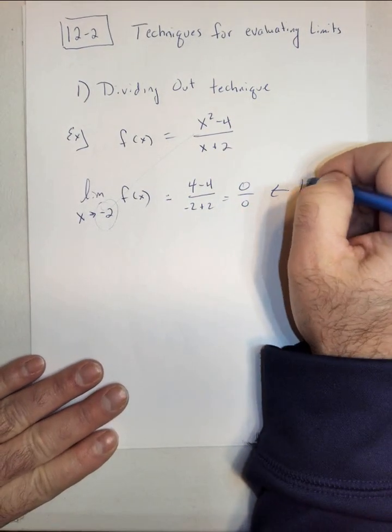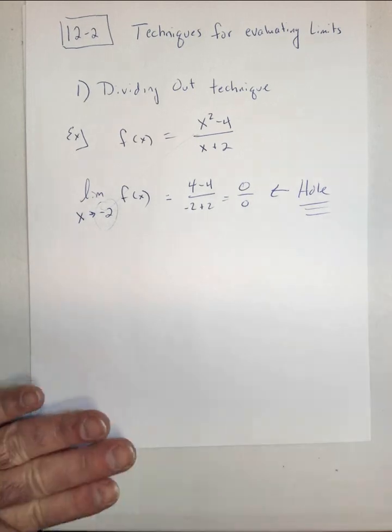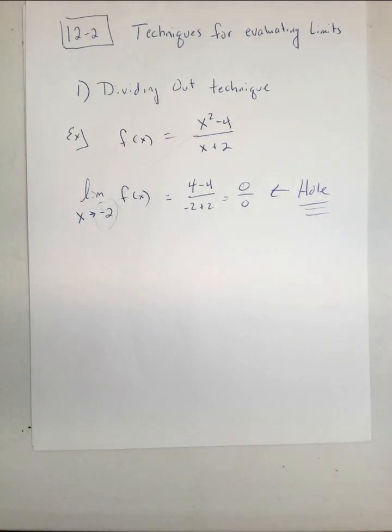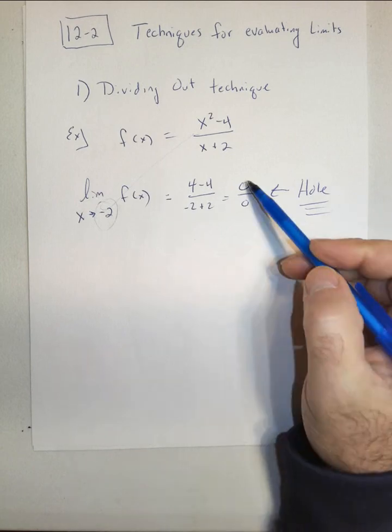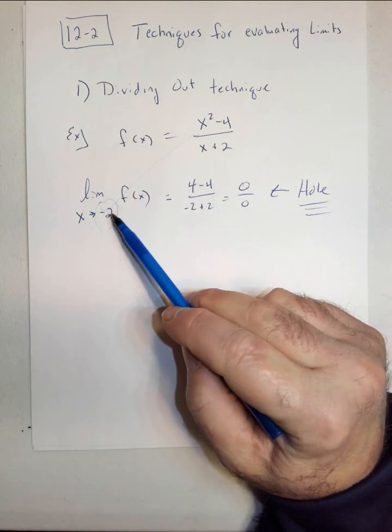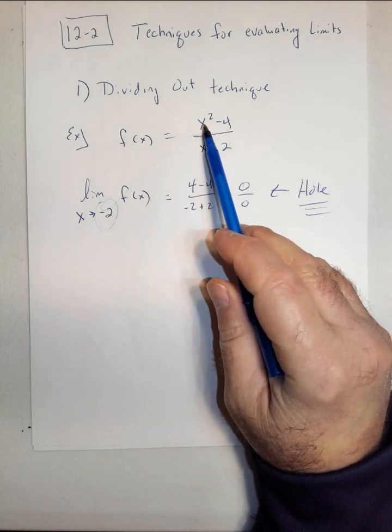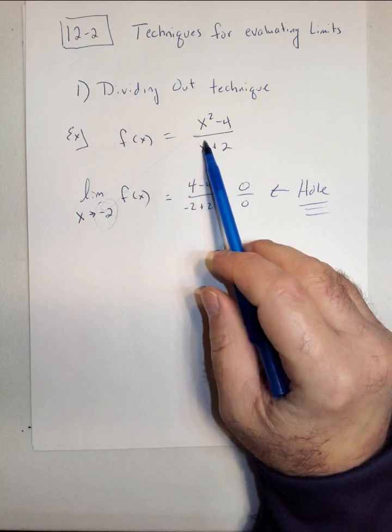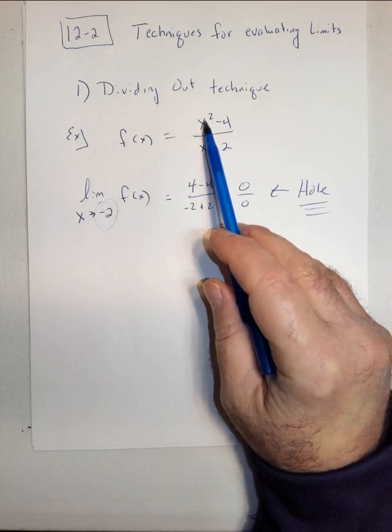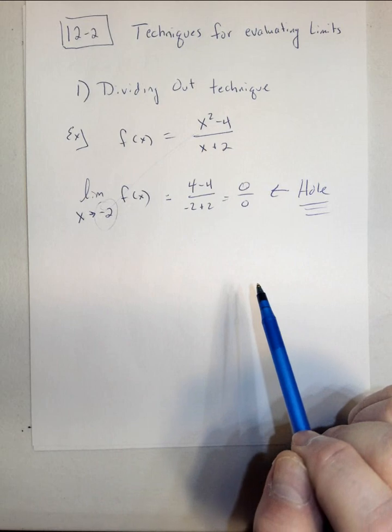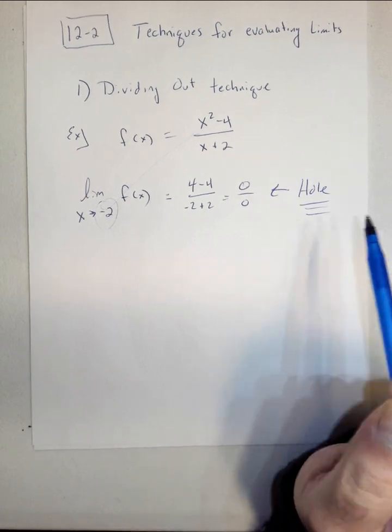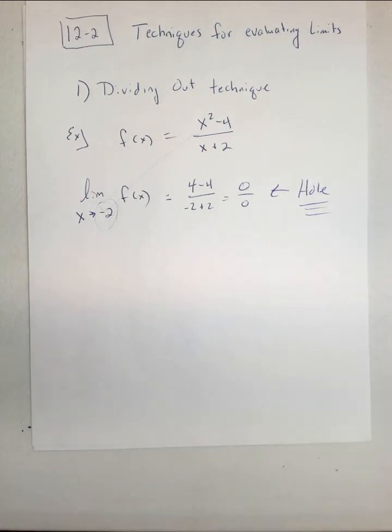That means we have a hole, our removable discontinuity. The 0 on top means that not only is this number a possible 0, it's also not in the domain. It's a restriction. So when you have a 0 and a restriction, that's when you know you have a hole. We should be able to remove it. So the goal in 12.2, what are those techniques? We're removing holes.